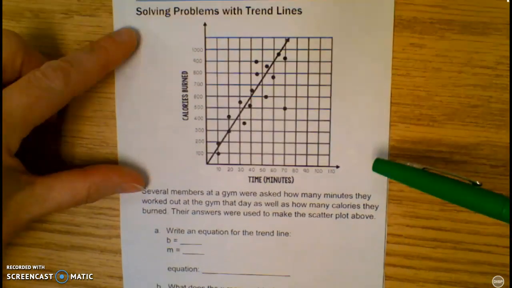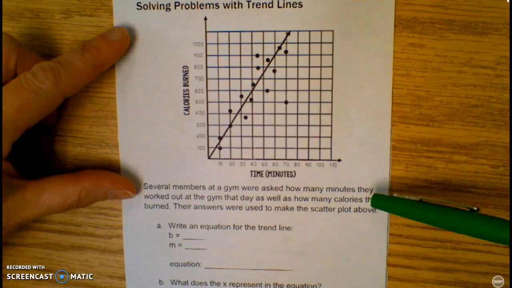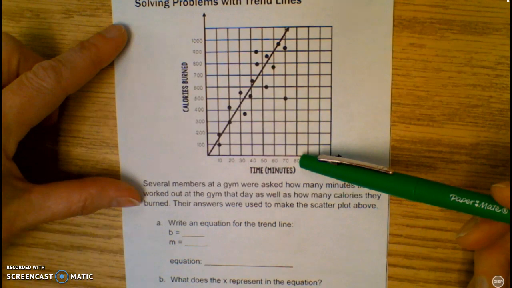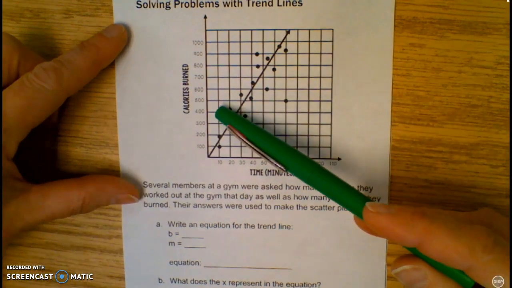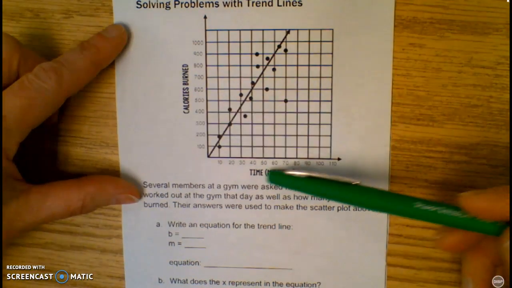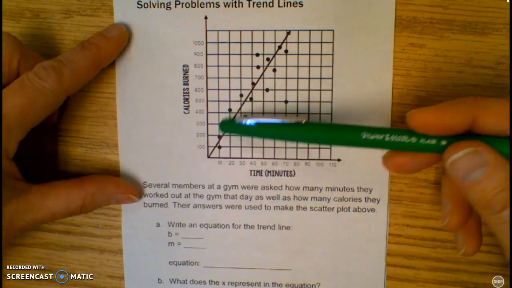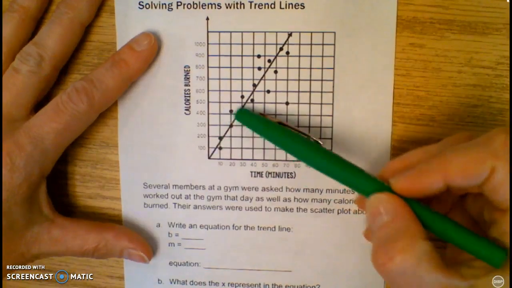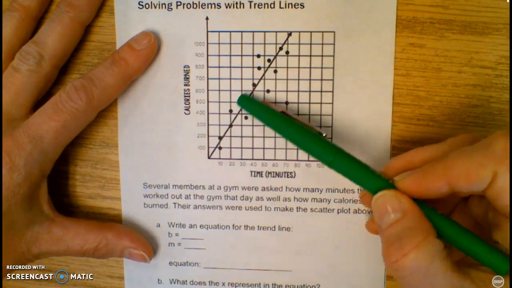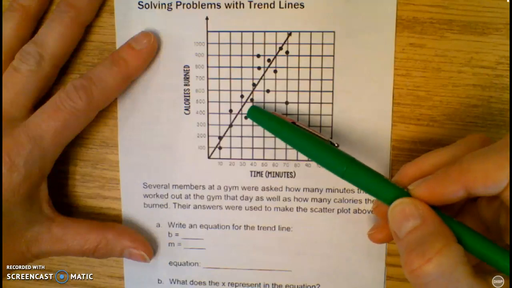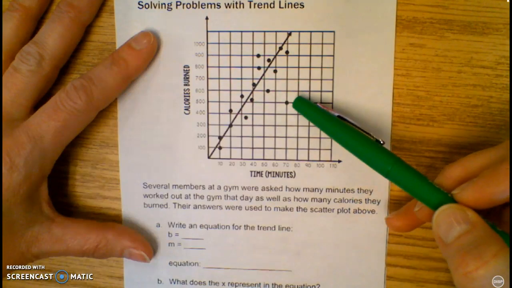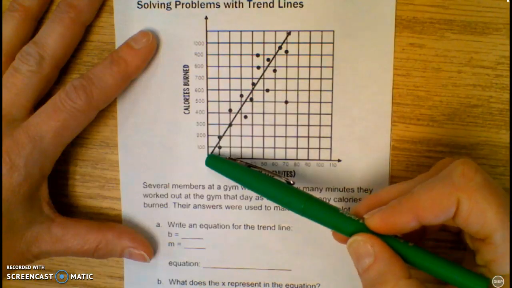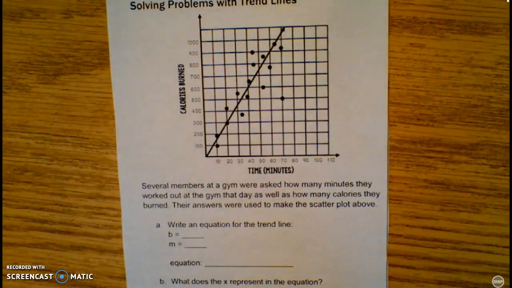So this graph is all about members of a gym, and they were asked to keep track of how many minutes they worked out, as well as how many calories they burned. You can see that your time is on the x-axis, the calories are on the y-axis, and a lot of your points are grouped together so that this trend line has been drawn, which goes through most of the points. Of course, you have a couple on either side of the line. You have this little guy down here, but overall, this trend line is a very good trend line because it goes with the data that was collected.